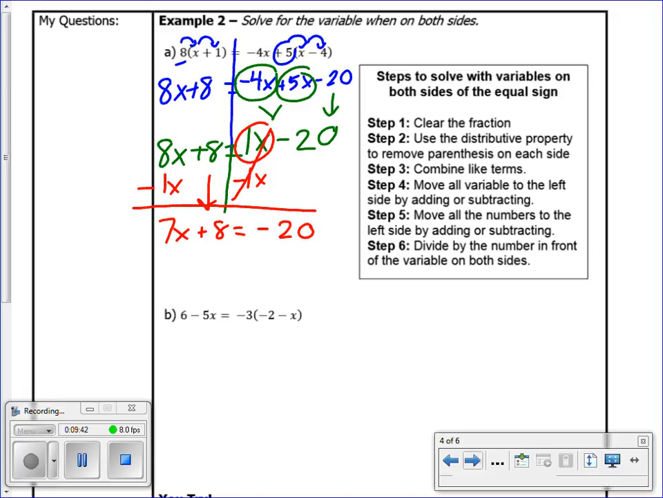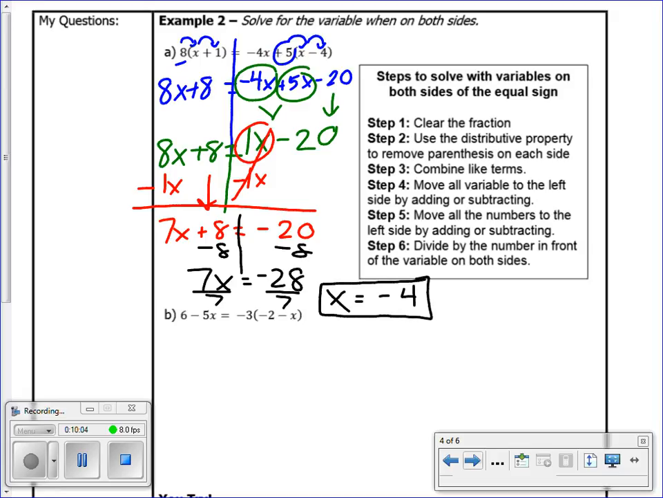So I look at my number on the left, and I want to subtract 8 from both sides. 7x equals negative 28. Now that I have one term on the left and one term on the right, I can divide each side by 7 to get x equals -4. So basically, in theory, what you're doing is you're clearing the fraction, using the distributive property, combining like terms, letters on the left, numbers on the right, and then we divide.